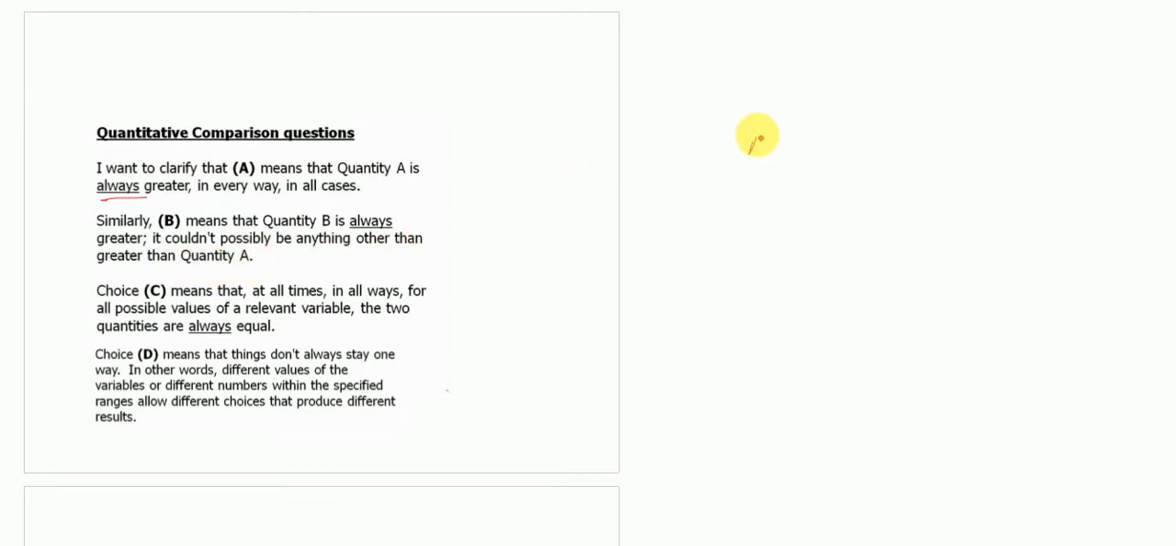So if you choose A, let's say if you think that the value X is greater than Y, you should choose A if X is always greater for all the possible values that could be plugged into this variable. Similarly, if you choose B, you should choose it if Y is greater than X in all possible cases. So this is what A and B mean.